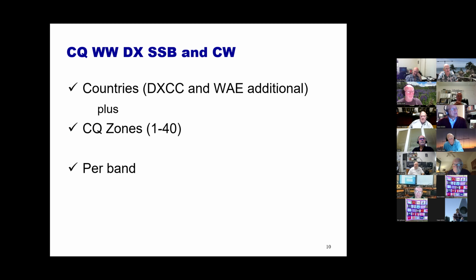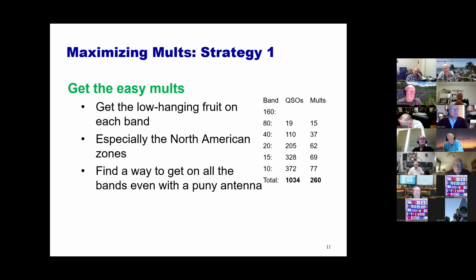And the characteristics of the rules are your multiplier is countries plus zones per band. The countries are basically DXCC plus a few additional countries that the Worked All Europe contest includes. And the CQ zones, zones 1 through 40. So that's important. Some multipliers will be your first zone and your first of that country. We call those double dingers.